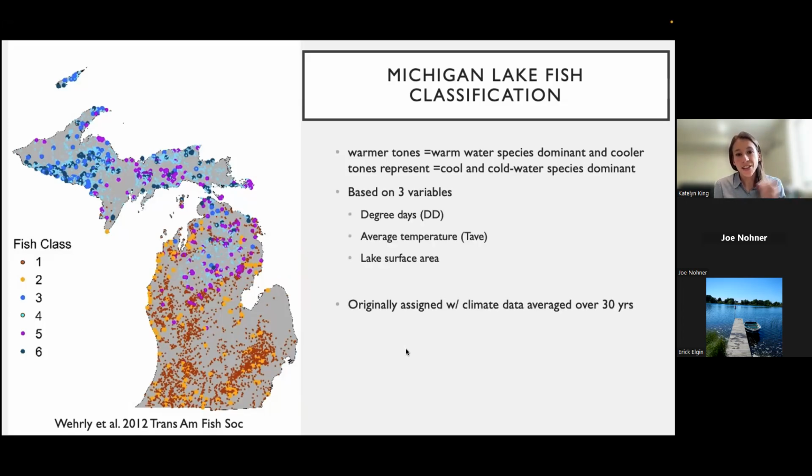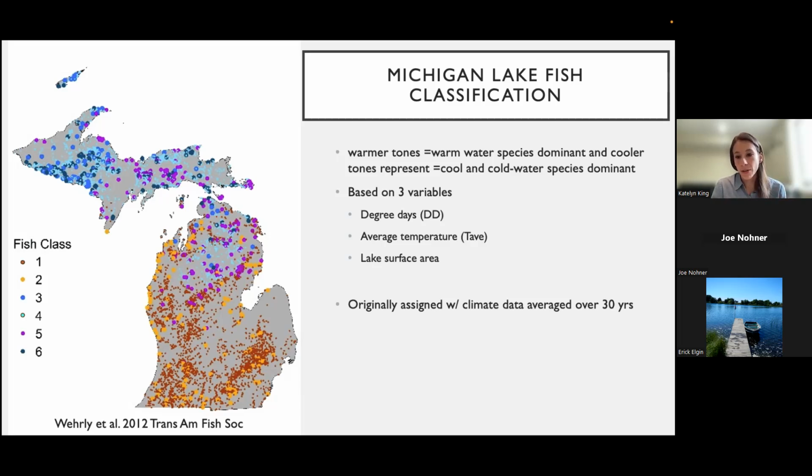And their classification was based on three variables. So they used degree days, average temperature, water temperature, and lake surface area. Those are similar variables to what came out as important in my models. And originally in this paper, they used a climate average over 30 years for this classification.